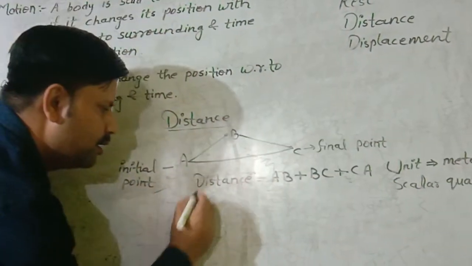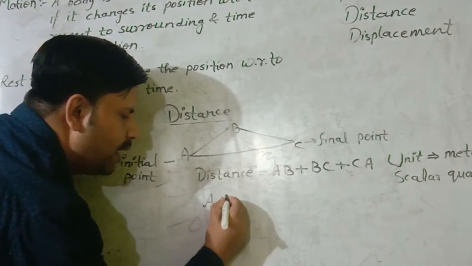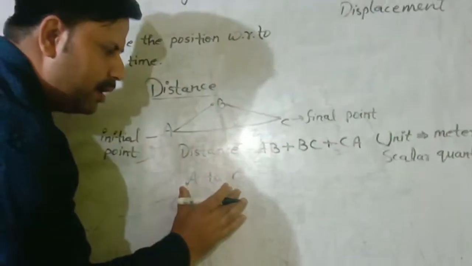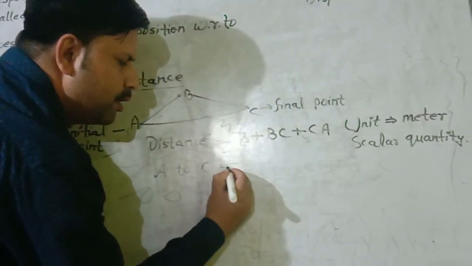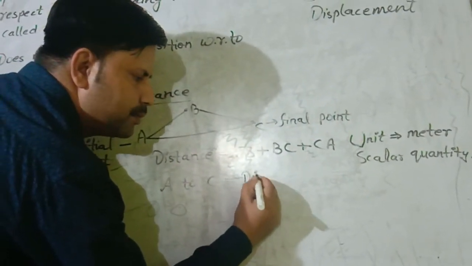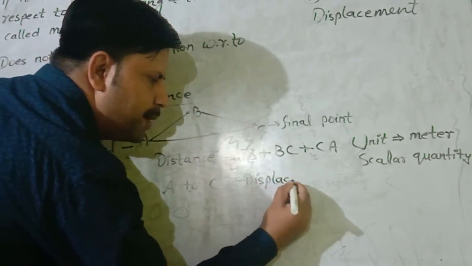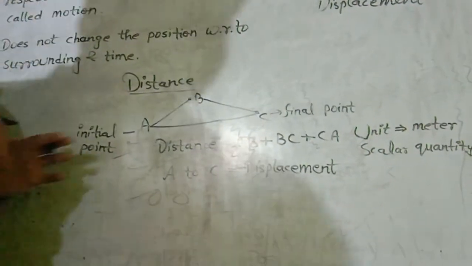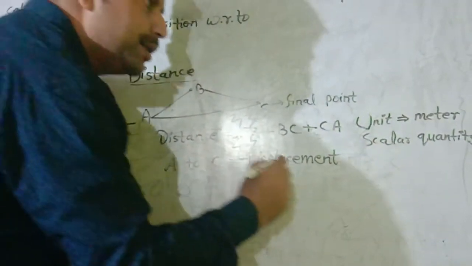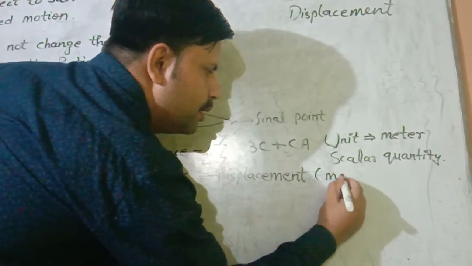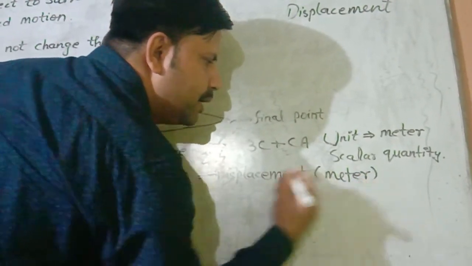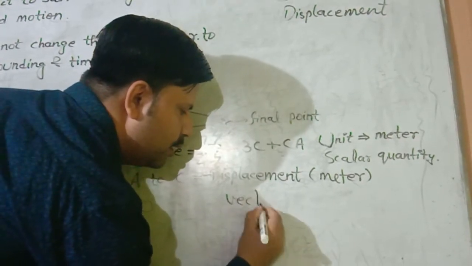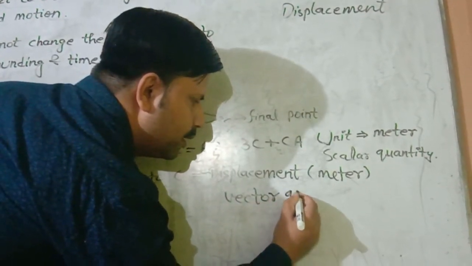That is, the distance between A to C is called displacement. Similarly, its unit is meter, but displacement is a vector quantity.